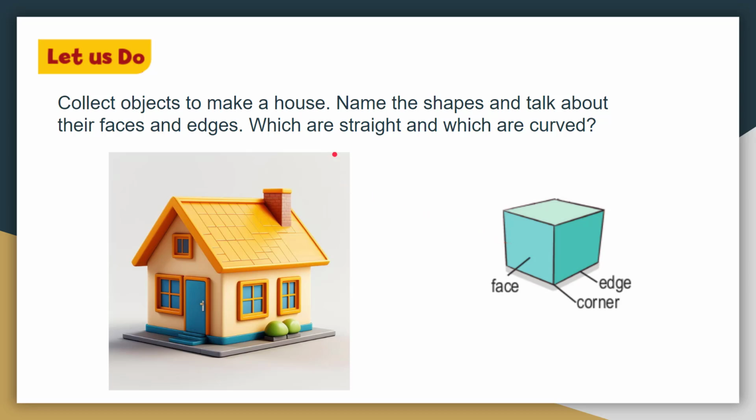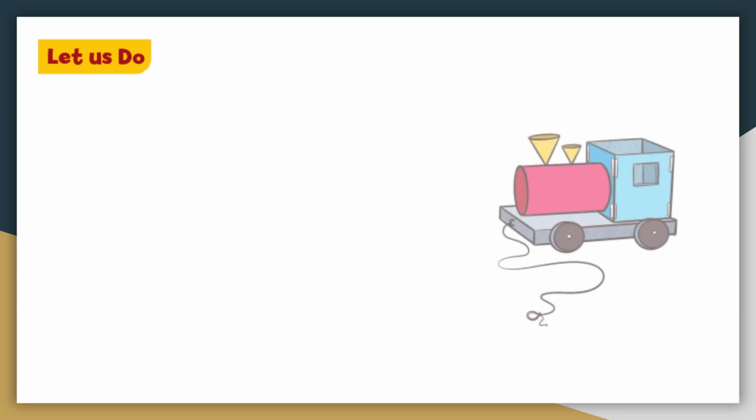So friends, name the shapes and talk about their faces and edges, which are straight and which are curved. Also describe how the shapes have been arranged. What part of the shapes can you see from a distance? Think about it.